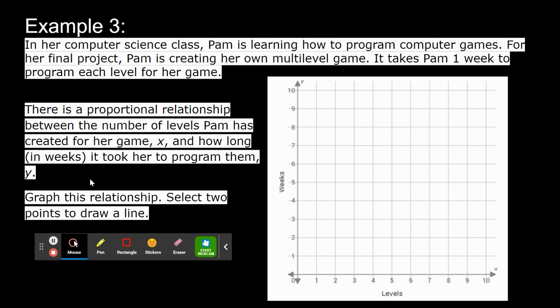Okay, there's a proportional relationship between this, so they're telling you it's going to be a straight line, it's going to go through the origin, and they want you to graph the relationship by selecting 2 points. So again, it takes her 1 week for each level. So here's the levels. For one level, it takes her 1 week. So for 2 levels, it's going to take her 2 weeks, right? So we can see that this line is going to go right along here. And there you have that line.